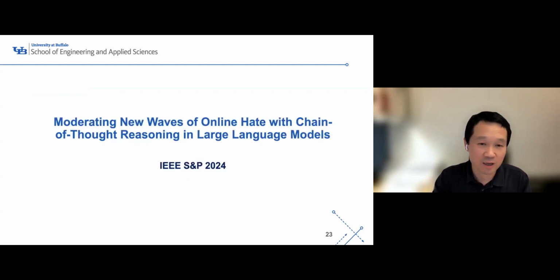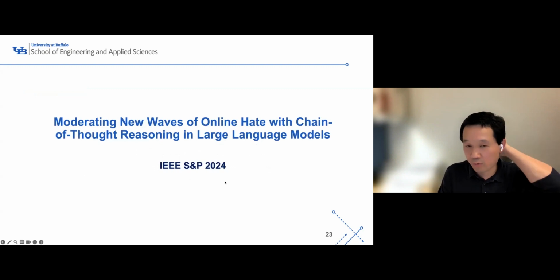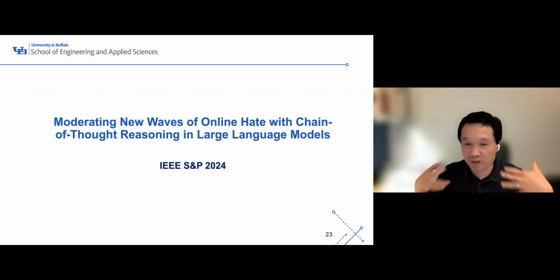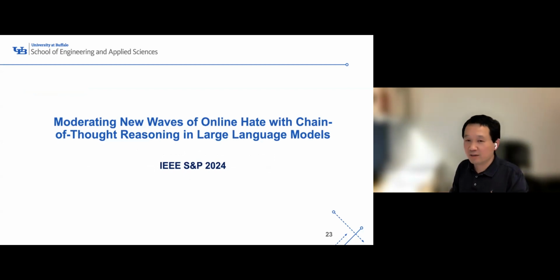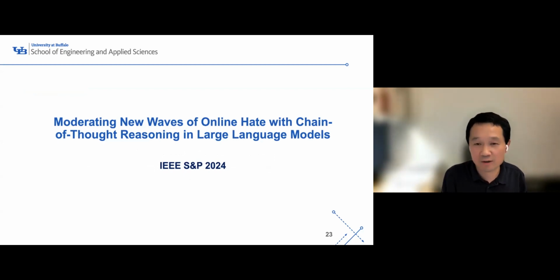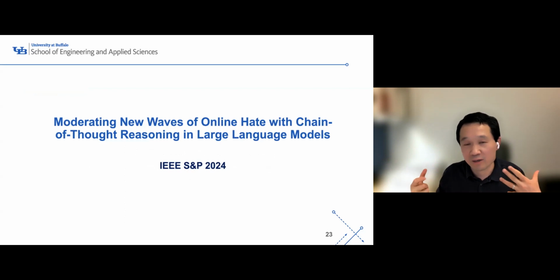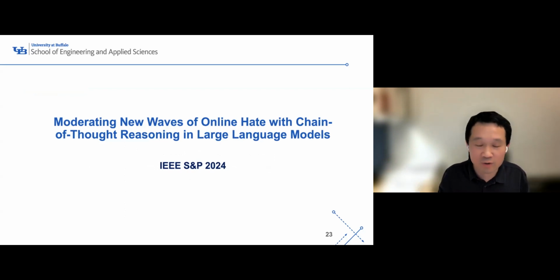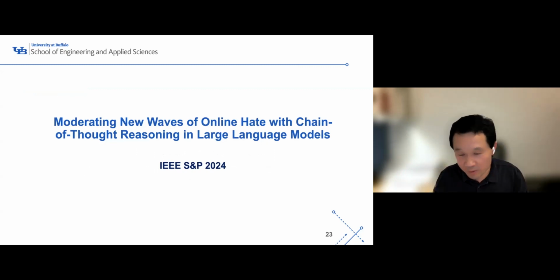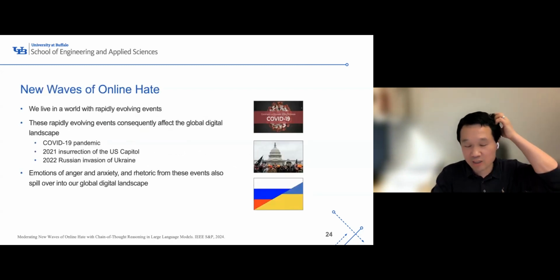A lot of our recent work also utilizes large language models and generative AI to defend against online hate, especially some new waves of online hate. For example, during COVID, we could see some Asian hate. For those kinds of hate speech, we don't have a data set, and the traditional approach is hard to detect them. This is something we gave as an example.